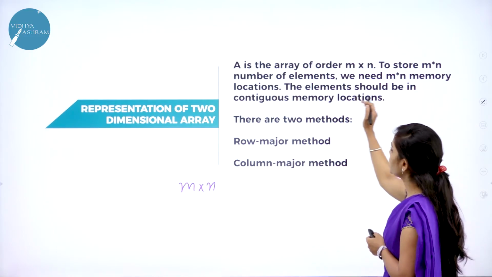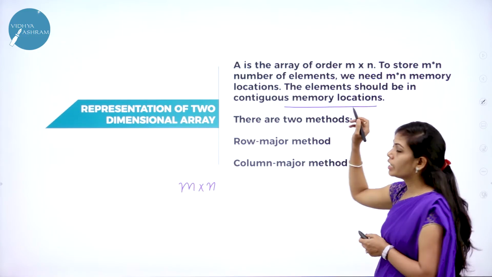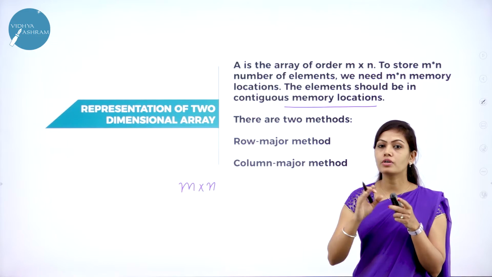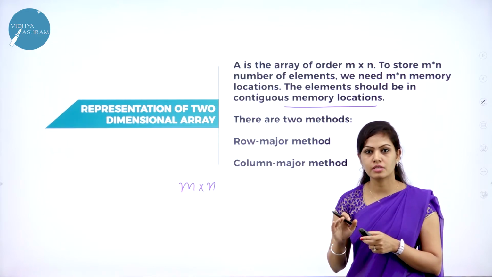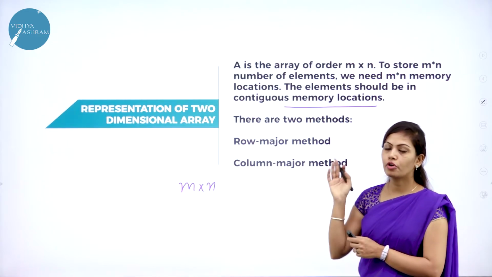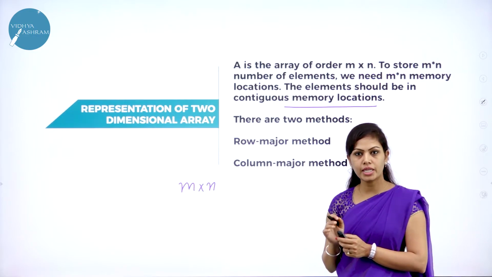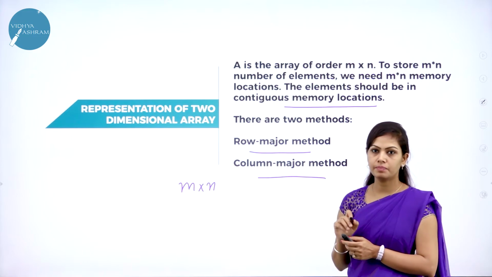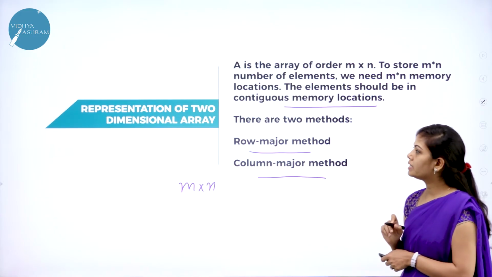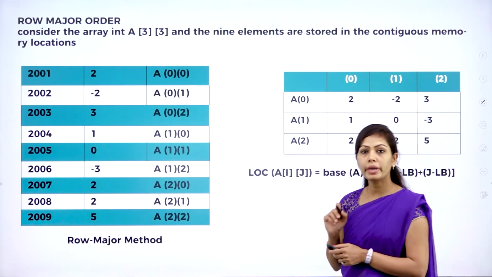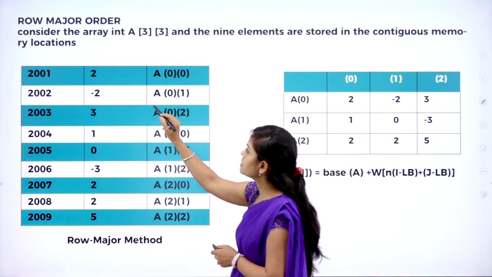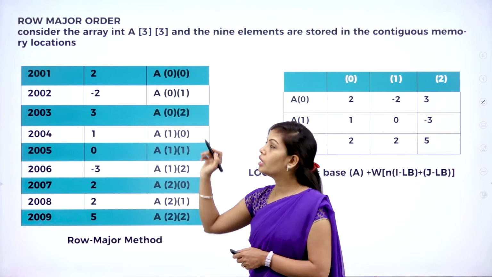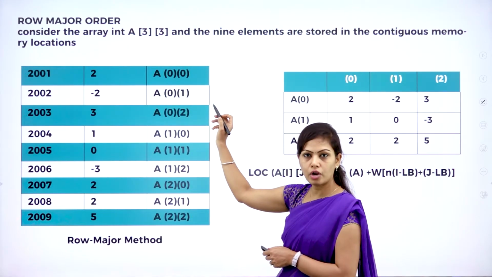The elements should be in contiguous memory locations. If you want to store an m cross n matrix, we need m cross n memory locations. And we have two methods for representing the two dimensional array, that is row major method and column major method. So, what do you mean by row major method? Example, consider the array A of 3 and 3. So, row also 3 and column also 3.